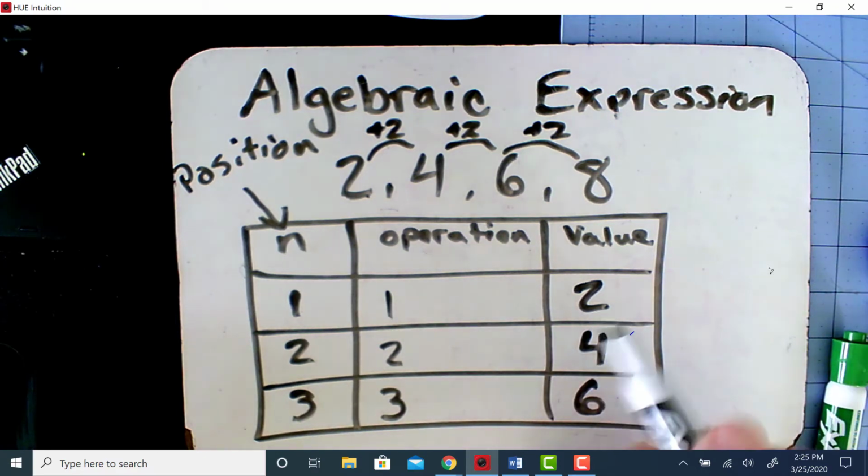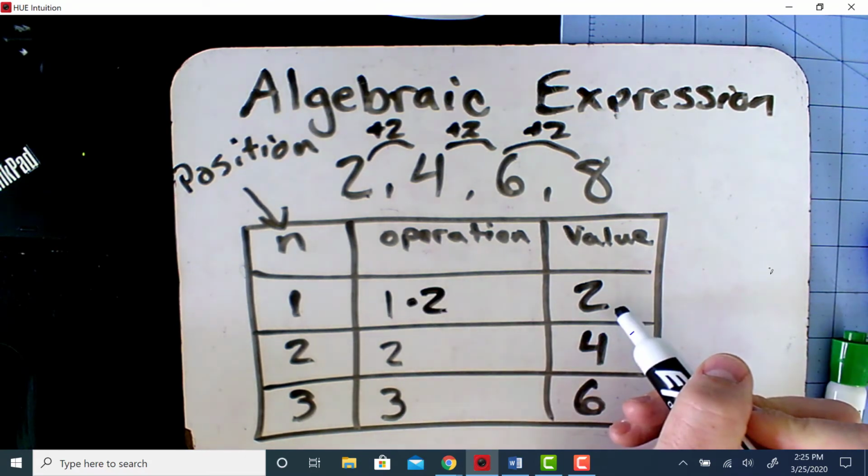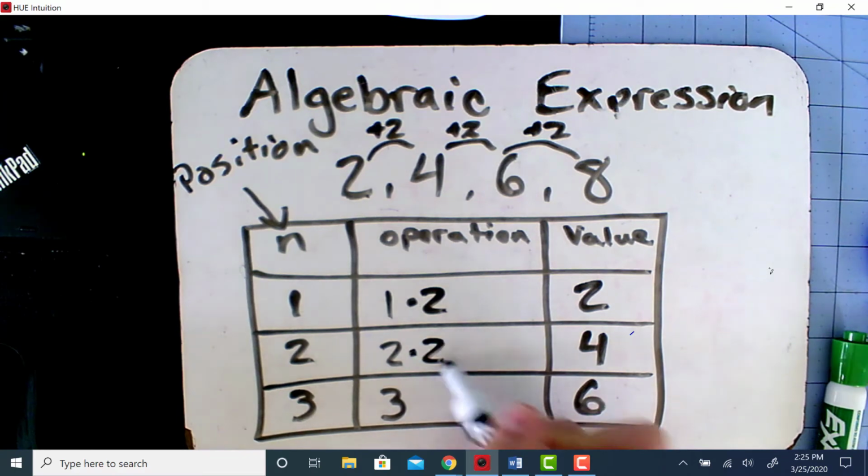But if I think about it, 1 times 2 would get me 2. And 2 times 2 would get me 4. And 3 times 2 would get me 6.